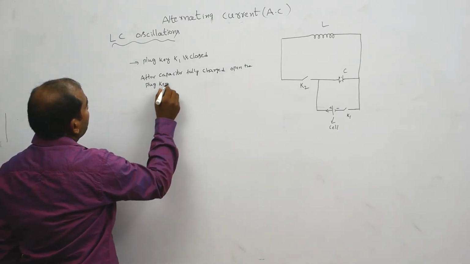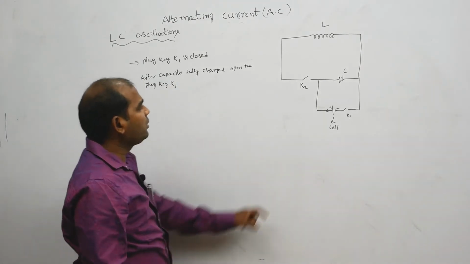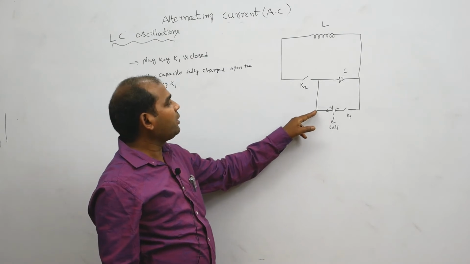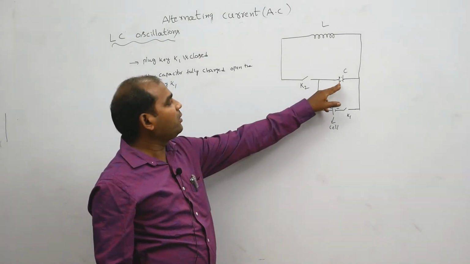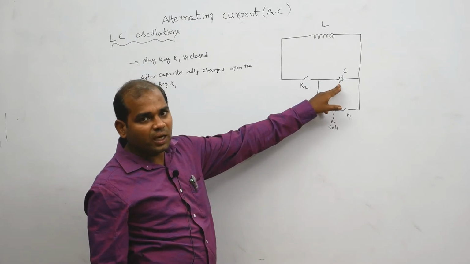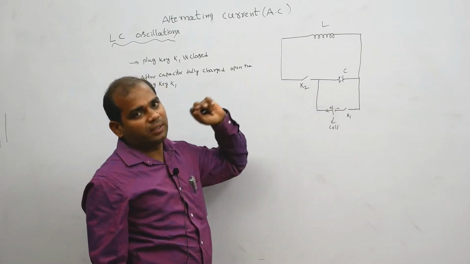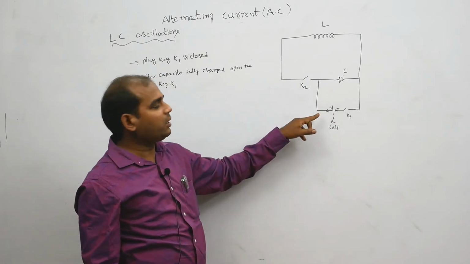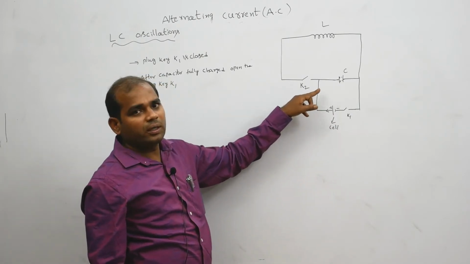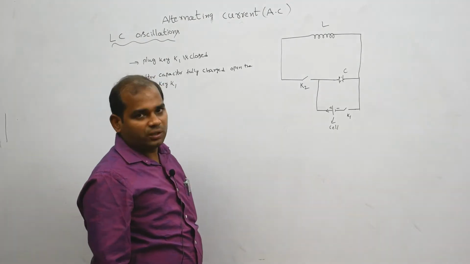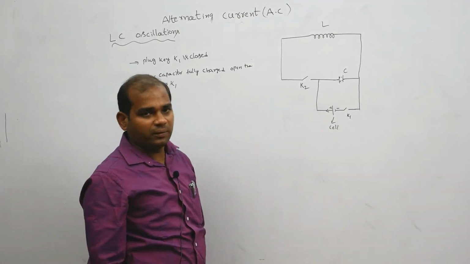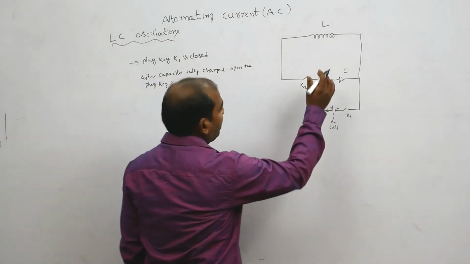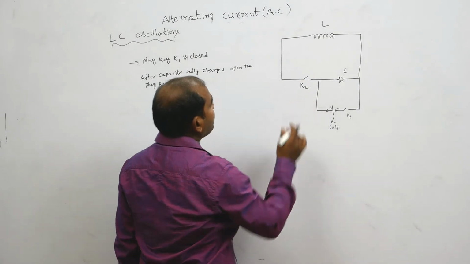Here we need to understand one point. During the charging of the capacitor, the current gradually increases. When the capacitor gets fully charged, the current gets to its maximum. When the capacitor is fully charged, the current flowing in the circuit gets saturated, and a maximum current flows in the circuit. Thereafter, the current becomes zero suddenly. So, the plug key K1 is closed, and the moment it is opened, thereafter the plug key K2 is closed.